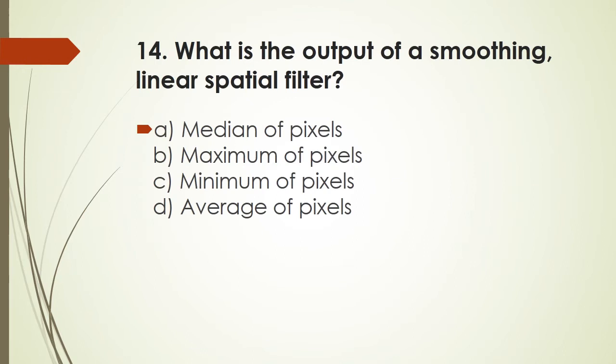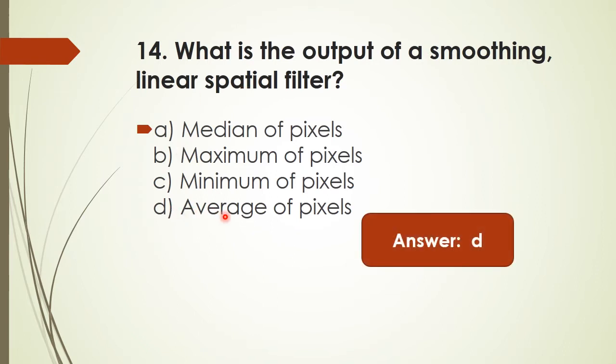Next question. What is the output of a smoothing linear spatial filter? Option A, median of pixels. Option B, maximum of pixels. Option C, minimum of pixels. Option D, average of pixels. So, this is output of smoothing linear spatial filter. So, the correct answer is option D, average of pixels.